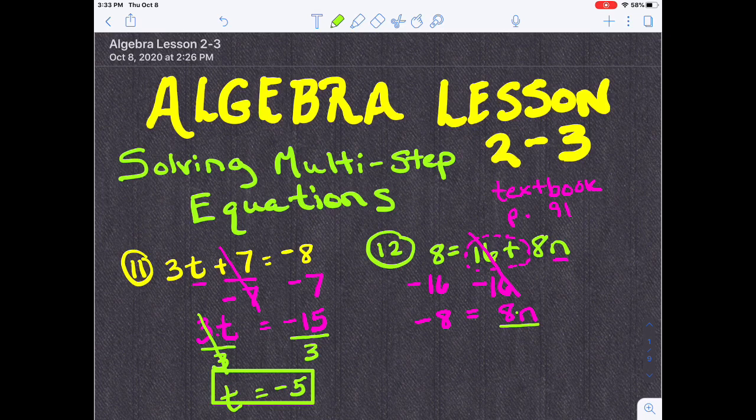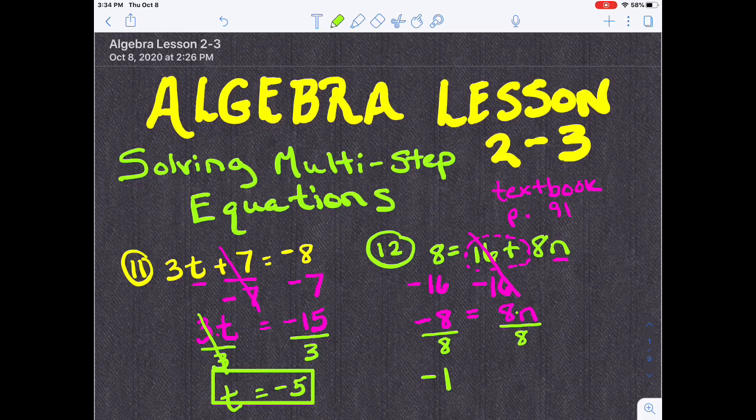And then I need to deal with this 8 times n. I can undo this multiplication by dividing. Because remember, adding and subtracting cancel each other out. Multiplying and dividing cancel each other out. I have to divide by 8 over here. I like to show divide by a line. If fractions are involved, it often makes giving the answer really easy. Hopefully we'll see a problem like that.